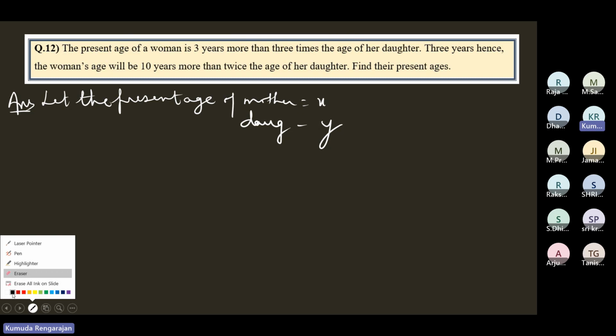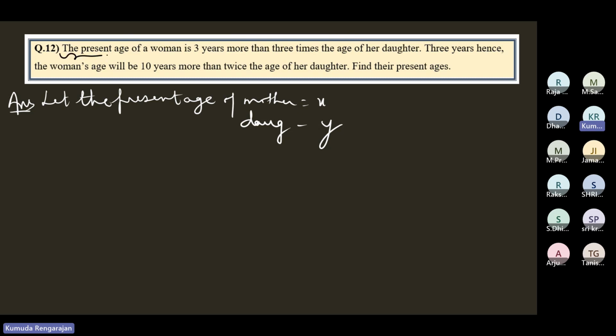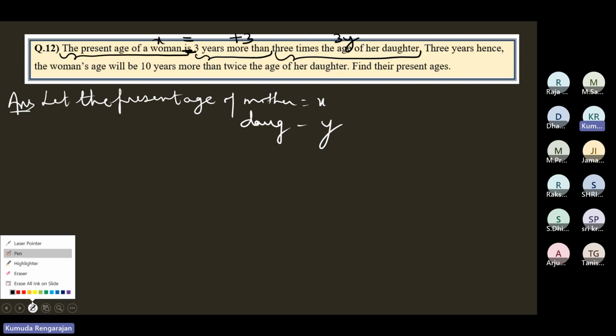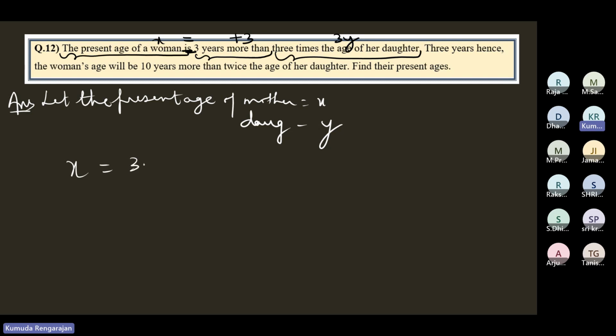See here, I'll do it again. The present age of a woman. What is that? X. "Is" means equal to. "3 years more than" means plus 3. "3 times the age of her daughter", so 3 into y, 3y. So what is the first equation? The first equation is x is equal to 3y plus 3.